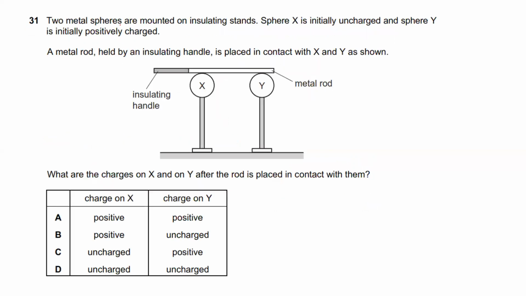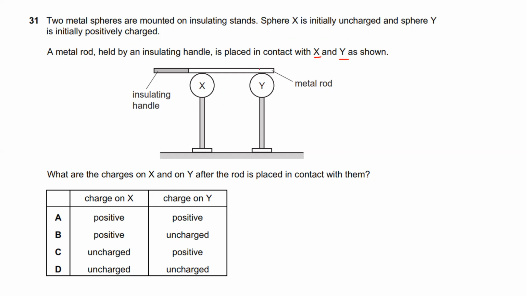Question 31, it says two metal spheres are mounted on insulating stands. Sphere X is initially uncharged and sphere Y is initially positively charged. A metal rod held by an insulating handle is placed in contact with X and Y as shown. What are the charges on X and Y after the rod is placed in contact with them?